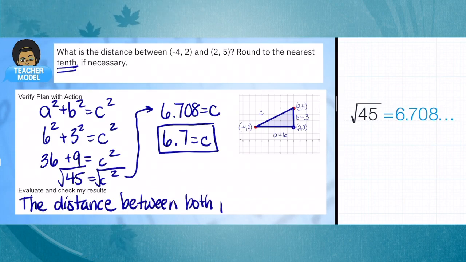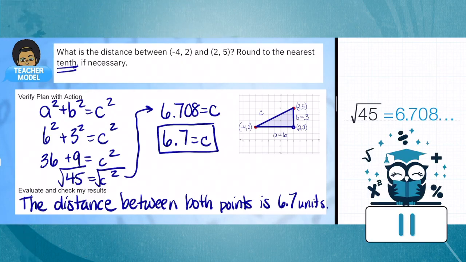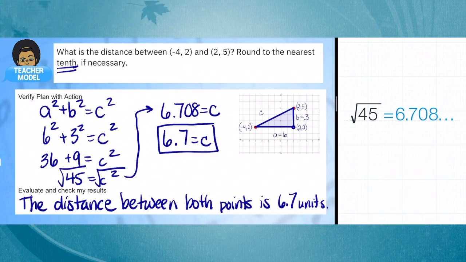The distance between both points is 6 and 7/10 units. Hit pause so you can jot this down into your notes. And this is just a really helpful strategy to use, Math Marvels, when we want to find the distance between any 2 points on a coordinate plane. If it's a vertical or horizontal line, we can just count. However, if it's diagonal, we can make a triangle by creating a third point and then using the Pythagorean theorem.